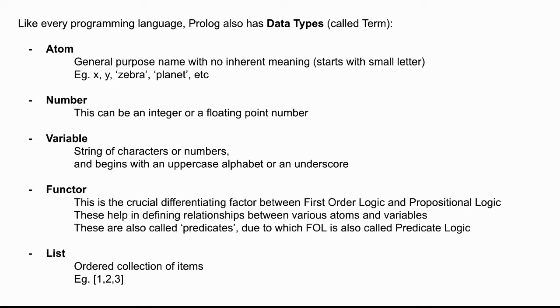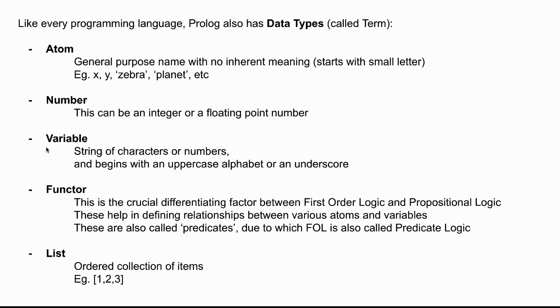Like every programming language, Prolog also has data types, but these data types are very different from the data types of usual programming languages. The data types in Prolog are called terms. The first data type is an atom. It's a general purpose name which has no inherent meaning, and it always starts with a small letter. So you can have x, y, zebra, planet, etc. You can have numbers, either integers or floating point numbers.